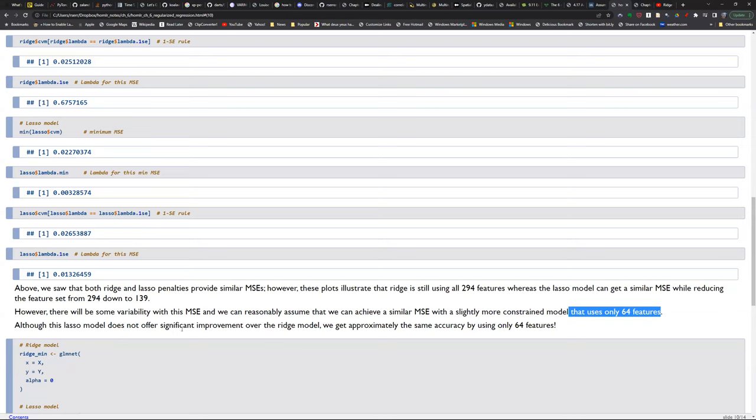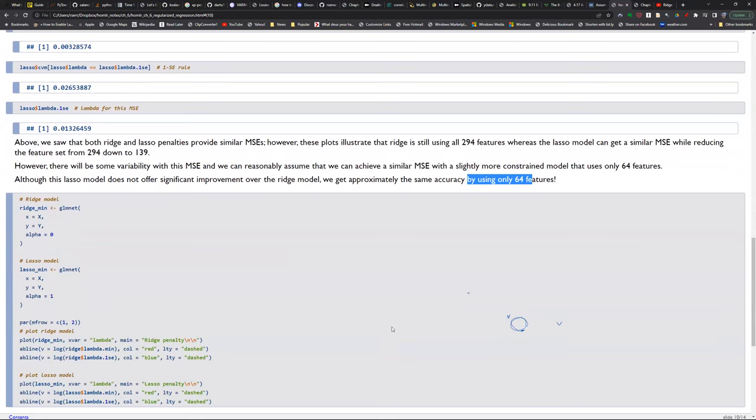So although the lasso doesn't offer significant improvement over the ridge model, in other words, they are basically at the same level according to the MSE, we get approximately the same accuracy by using 64 features. So the question is, do you prefer a model that has 64 features for your final model, or a model that has 294 features? What do you think? Less features. Less features, right? It's going to be computationally more efficient, and also it's going to be a more stable model. And that's one of the goals that we want to achieve.